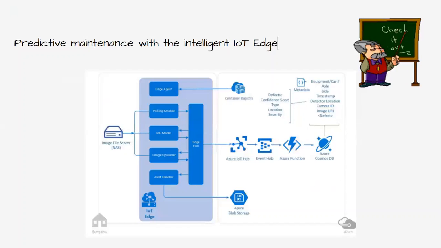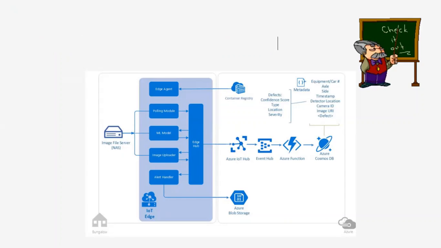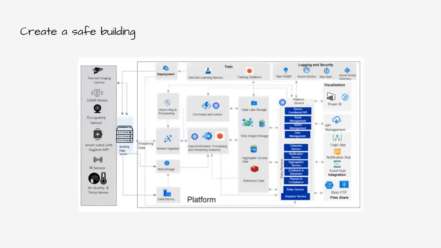Predictive maintenance for industrial IoT. This improves the efficiency of your equipment, anticipates outages, and ensures production uptime while reducing the costs by optimizing the production. Create a safe building. This builds confidence by letting your employees and customers know that you are focused on their health and safety as you resume on-site operation with safer workspaces.